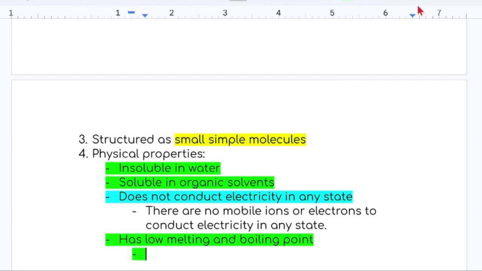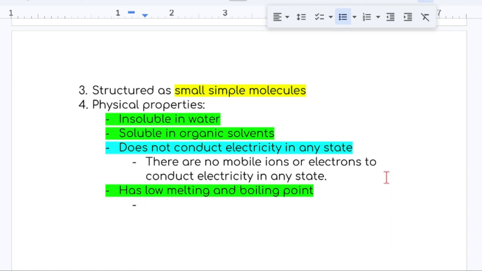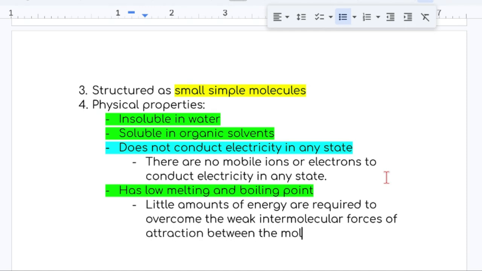Okay, next is why it has a low melting and boiling point. This is because unlike ionic bonding, little amounts of energy are required to overcome the weak intermolecular forces of attraction between the molecules.